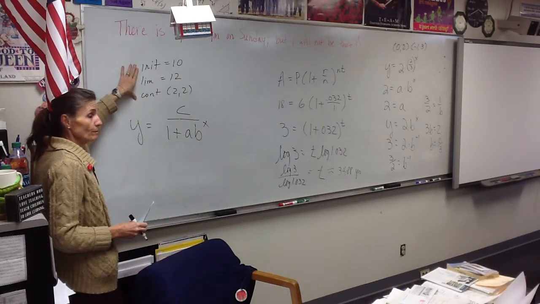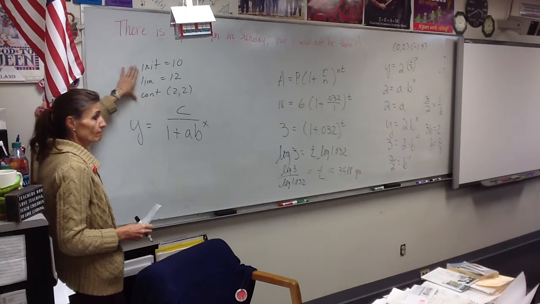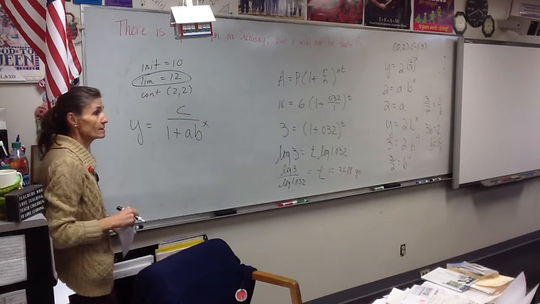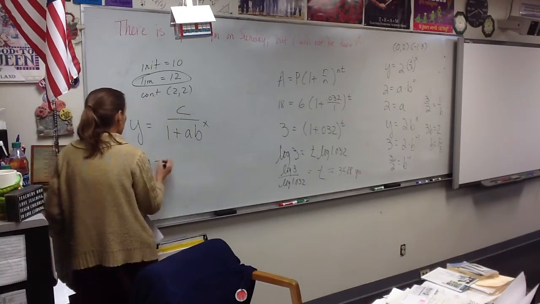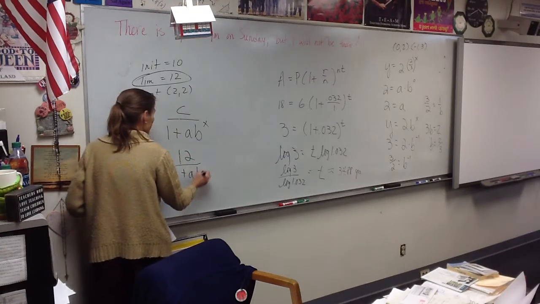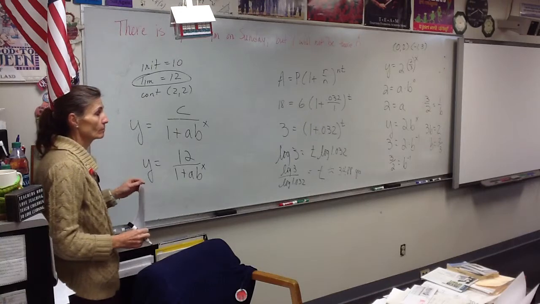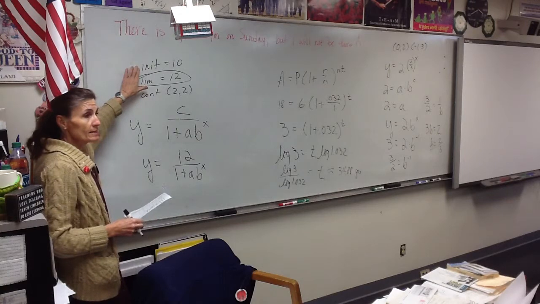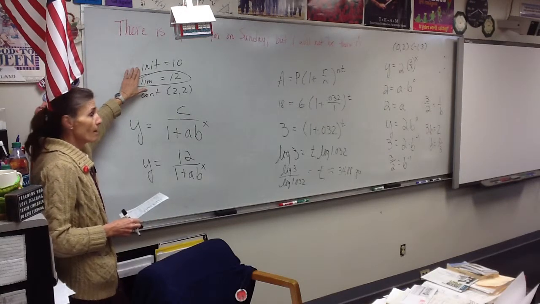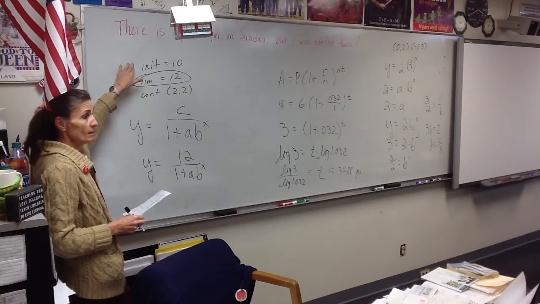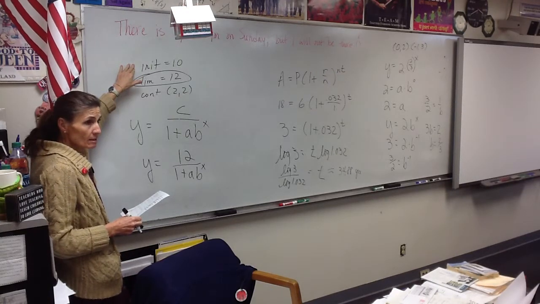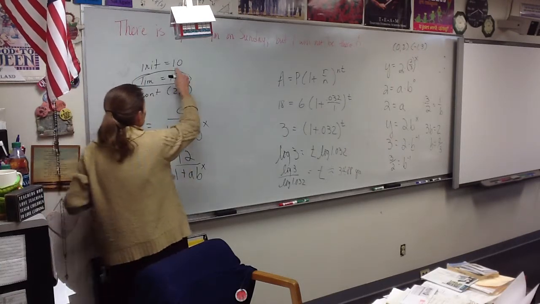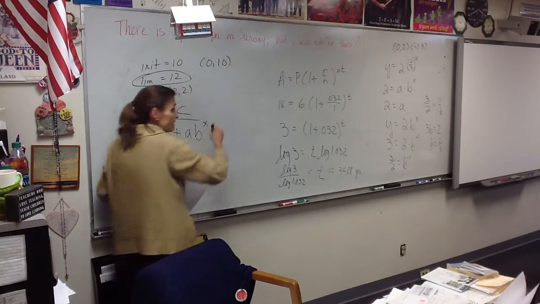Okay, where do I start? What's the limit to growth? Where does that show up in this format? C. That shows up in the numerator, so you can just pop that in there. Now, it says the initial value is 10. That is the same as what? Your y-intercept. Very good, Dan. And that means this is the point 0, 10.